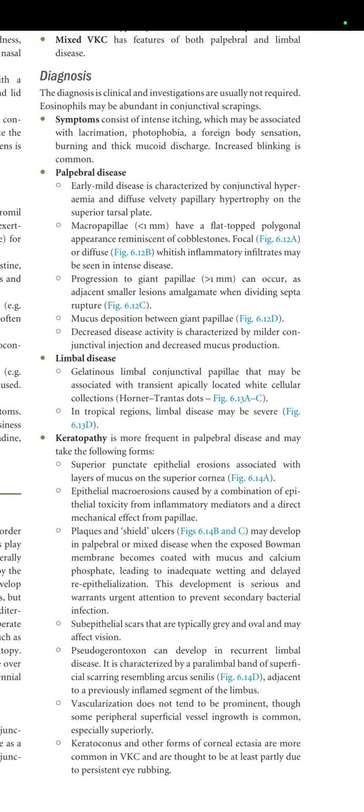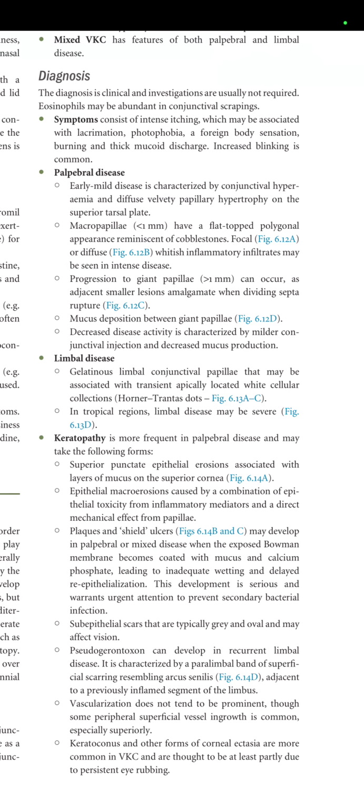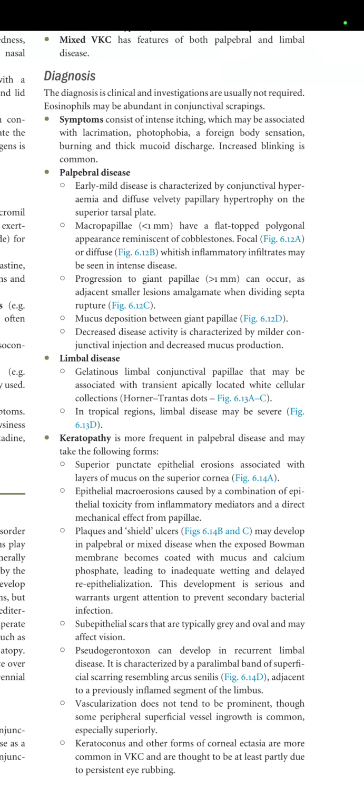Superior punctate epithelial erosions associated with layers of mucus on the superior cornea. Because it is more common in the superior conjunctiva, there will be superior epithelial erosion and a layer of mucus. Then these epithelial macroerosions are caused by a combination of epithelial toxicity from inflammatory mediators and a direct mechanical effect from the papillae.